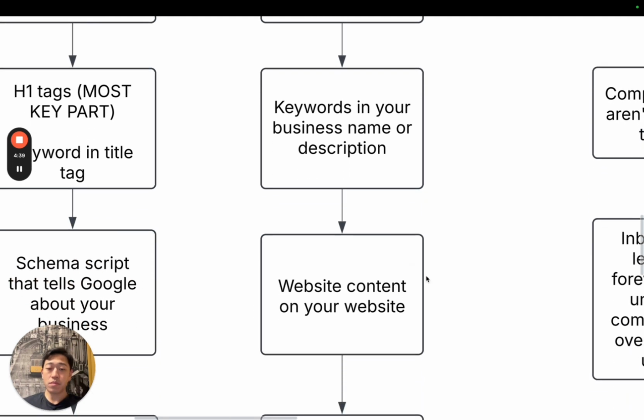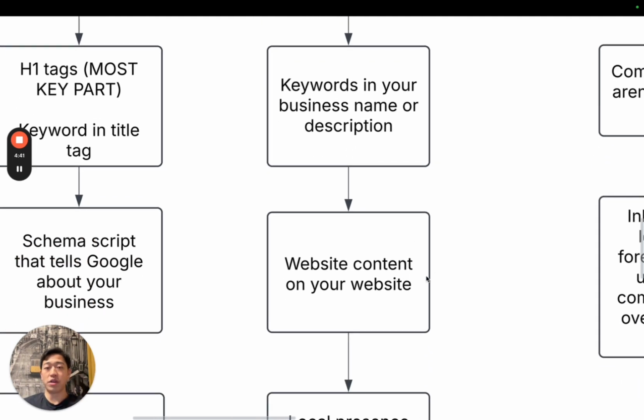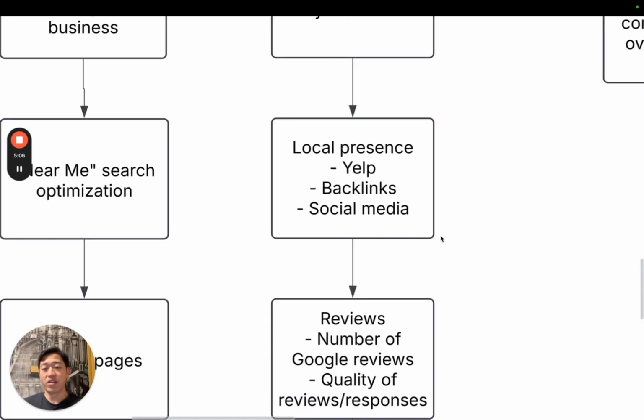After that, Google also determines ranking based on the website content on your website. Google will scrape through all of your pages and see what type of services you offer. And if it doesn't give much detail or doesn't have any reviews, Google is going to penalize you for that and you won't rank as high. And the next thing is local presence.